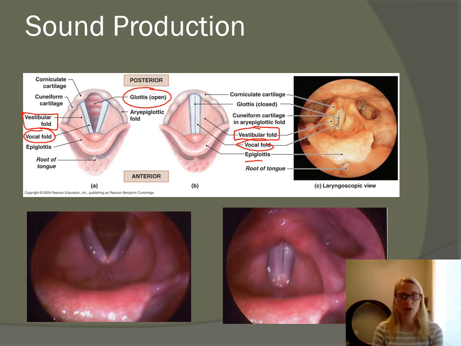All right, so that's how we talk, is as we exhale air, we vibrate those vocal folds, and the different pitches or the different sounds that you get from your voice is how tight or loose those vocal cords are.